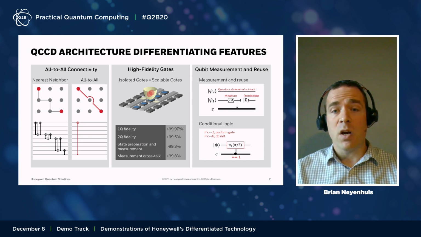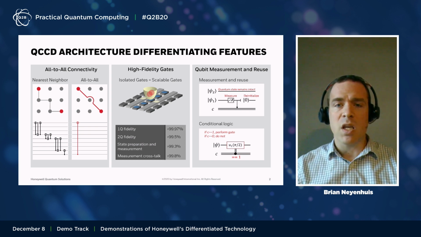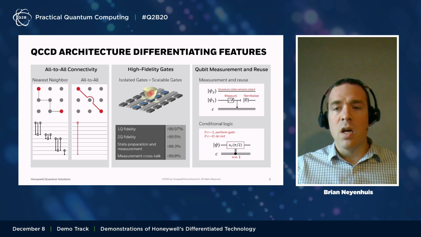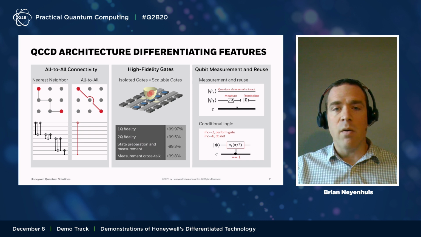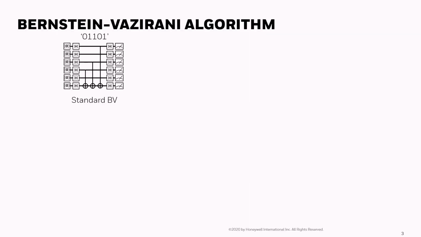So today we're going to hear about several examples that use all of these features. But I'm going to spend the first little bit of time talking primarily about qubit measurement and reuse and how that can be used not just for error correction, but in the NISQ era with limited qubit numbers right now. So to start, I'll give an example with the Bernstein-Vazirani algorithm.